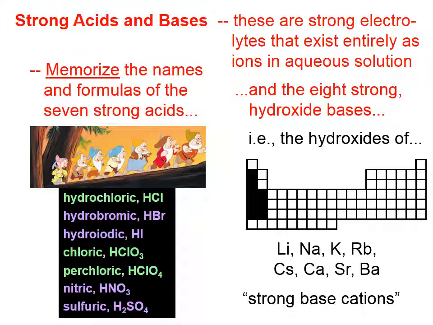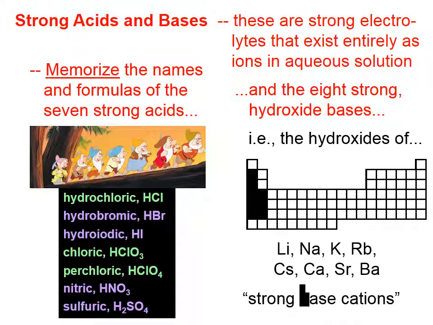Hydroxides of the strong base cations are strong bases. There are 8 of these, and I've colored them here on the periodic table for you. Whenever any of these elements in the darkened region here are paired up with OH-, which is the hydroxide ion, that is a strong base. If you have a good visual sense, you can see that this darkened region is like a lowercase b, b for base.